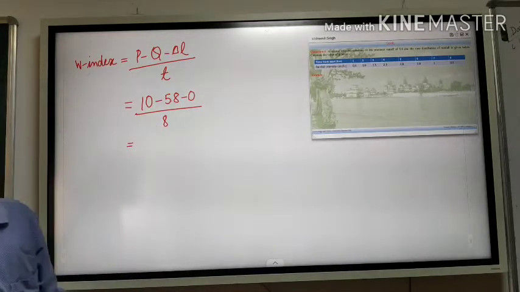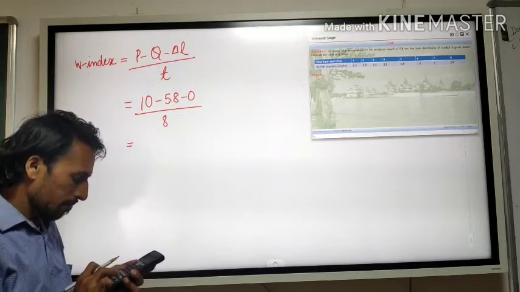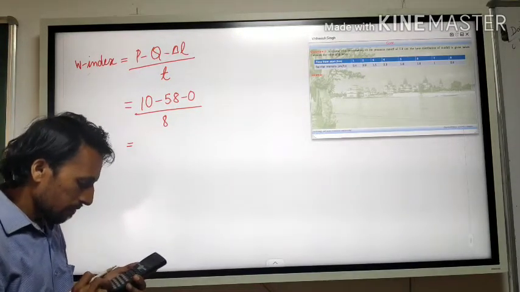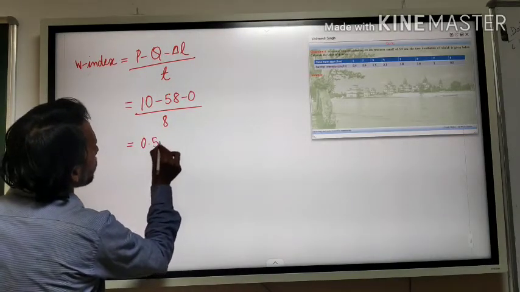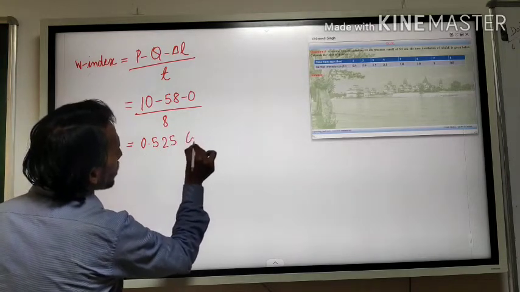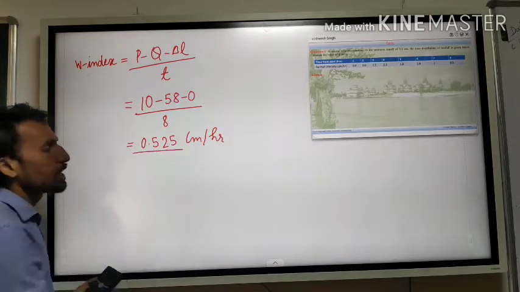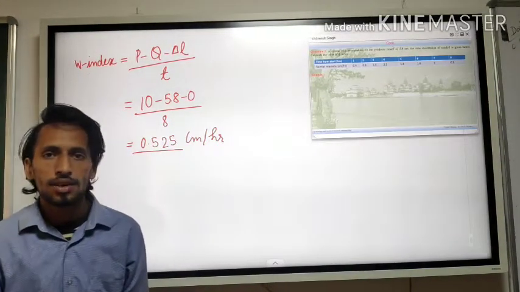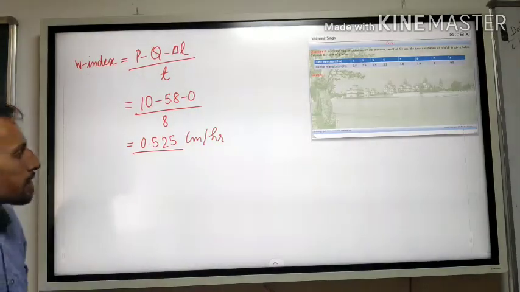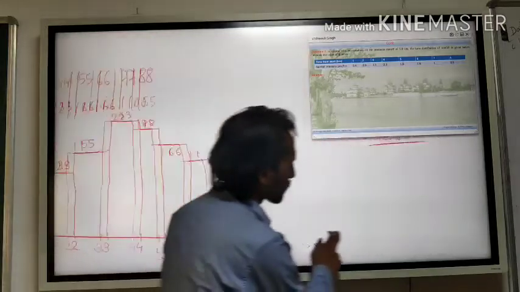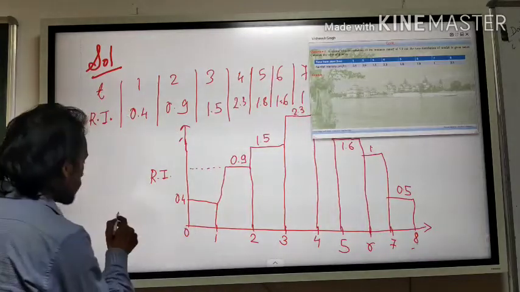So if you calculate this, you will get 10 minus 5.8 divided by 8. The value comes out to be 0.525 centimeter per hour. So this is the value of W index, the average value. So you can put the value in your hydrograph. How much was the value? 0.525.